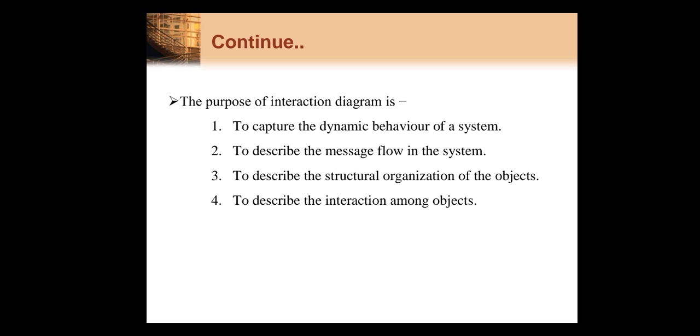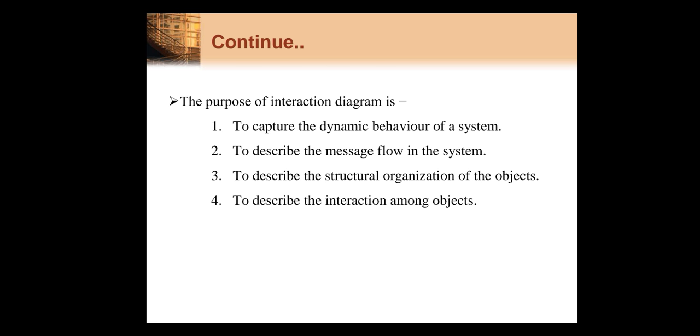Now, here I am listing some purposes of the interaction diagram. The first purpose of the interaction diagram is to capture the dynamic behavior of a system. As I have been saying continuously, the dynamic behavior of a system is represented with the help of the interaction diagram. The second purpose is to describe the message flow in the system: how the messages are flowing, who first communicates with the second, how the second party gives a response, or whether it is communicating with a third party. In this way, it describes the message flow in the system.